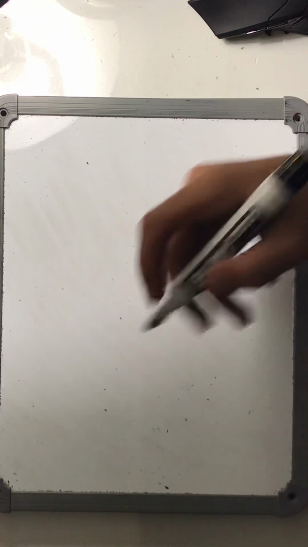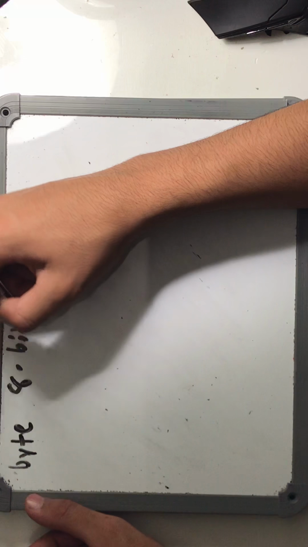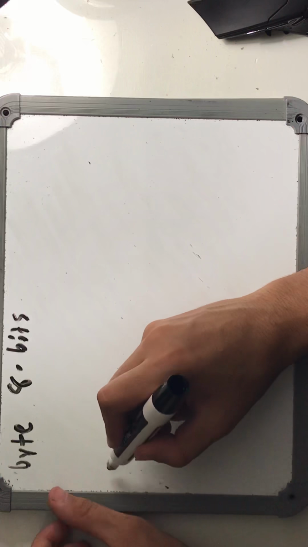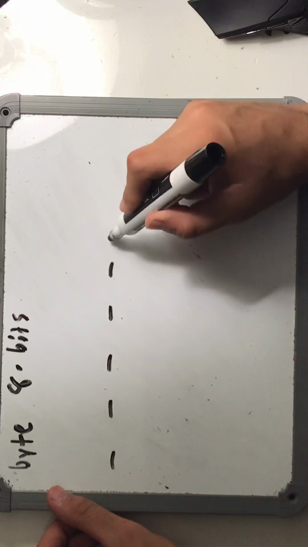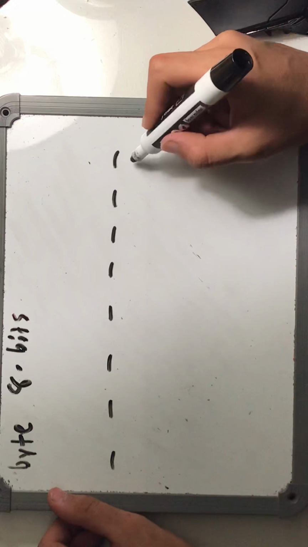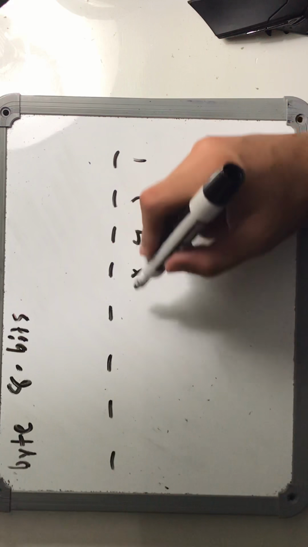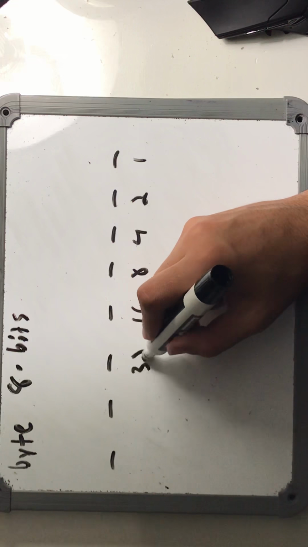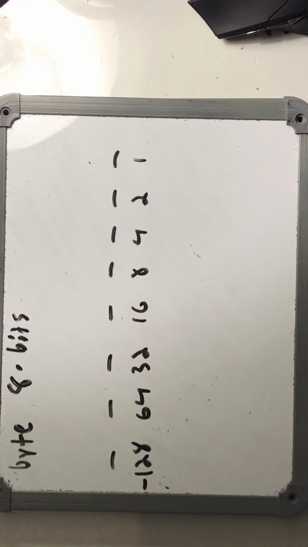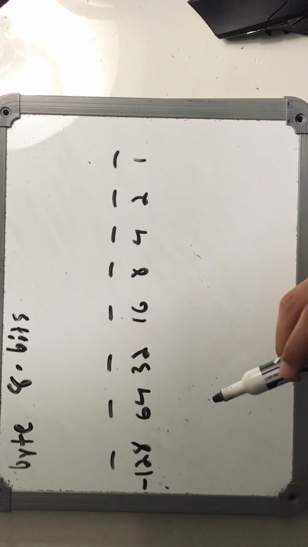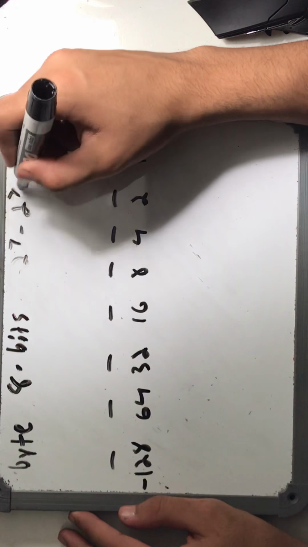Anyways, going back to a byte. Remember, we had said that a byte is 8 bits. So let's write, I don't know, 8 lines. 1, 2, 3, 4, 5, 6, 7, 8. This first number is a 1. This is 2, 4, 8, 16, 32, 64, and negative 128. Why is it negative? This is the reason why it's from negative 2 to the 7th to 2 to the 7th minus 1.